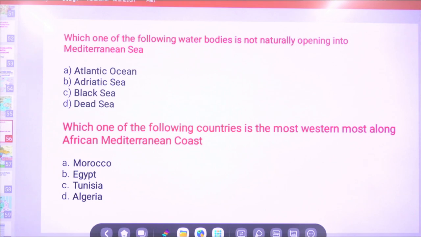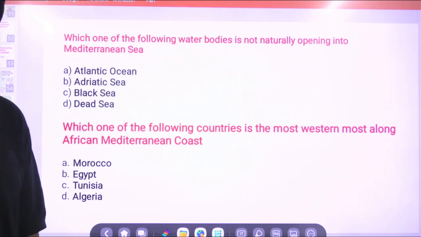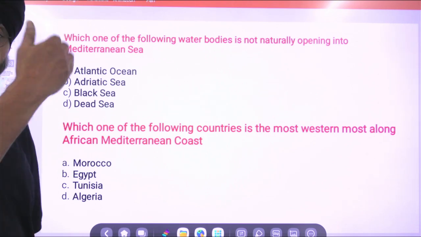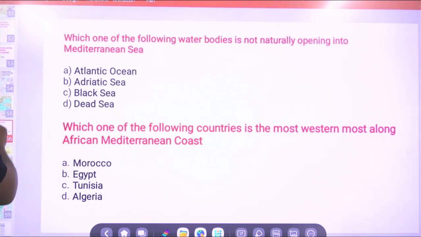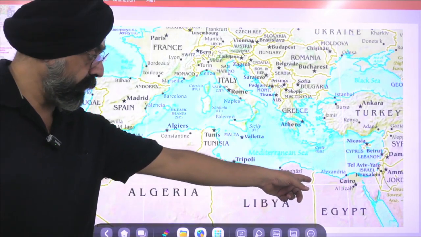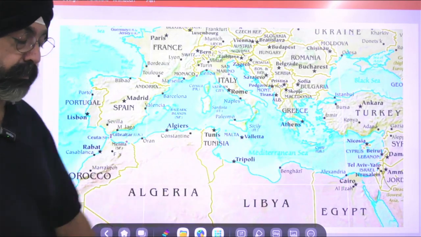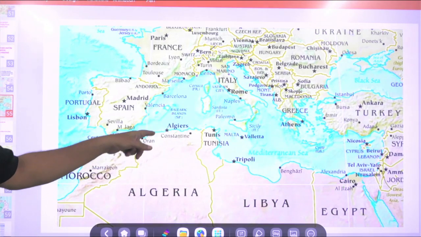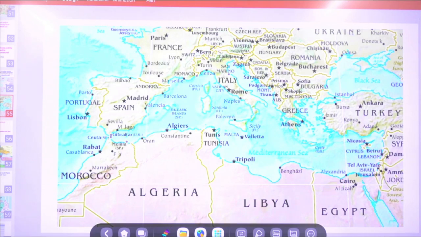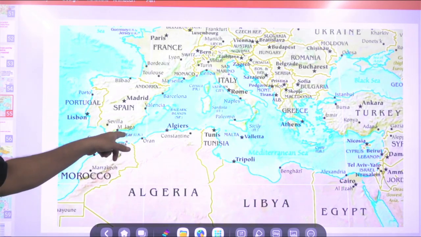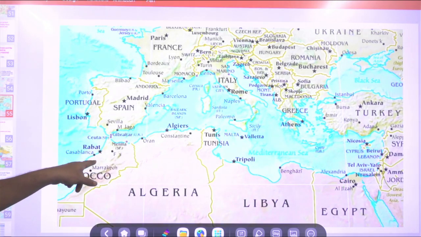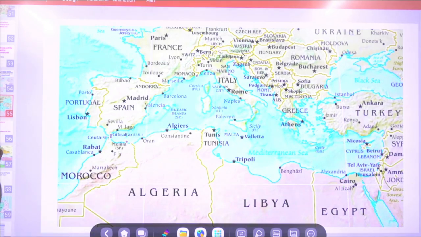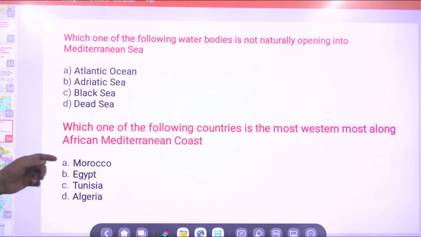Second question. Which one of the following countries is the westernmost along the African Mediterranean coast? The most, you can say, the western one. Let's see here. This is the African coast. The eastern one, Egypt, Cairo is the capital. Libya, Tripoli. Tunisia, Tunis. Algeria, Algiers. Morocco. That is having its coastline with the Mediterranean as well as with the Atlantic. So Morocco is the right answer. Let's see here. The second question, whether Morocco is there. Yes, Morocco is there. That's the right answer.